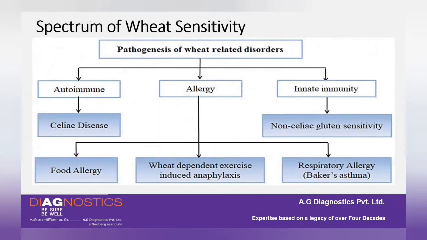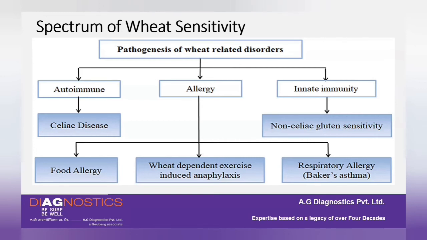Now, there is a very big spectrum of wheat-related disorders. The first group is where there's an autoimmune etiology, and the main one of that is celiac disease. Then there is a group of allergy to wheat or gluten. It could be either a food allergy or a wheat-dependent exercise-induced anaphylaxis, as it's called, and a respiratory allergy or baker's asthma. This is typically seen in bakers who are continuously working with large quantities of wheat flour, and they are inhaling a large amount of wheat flour particles.